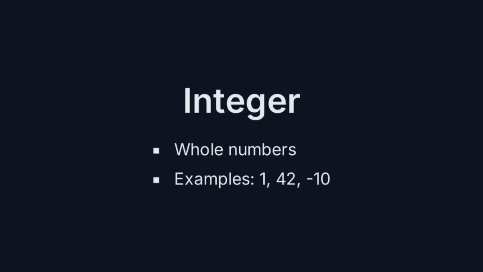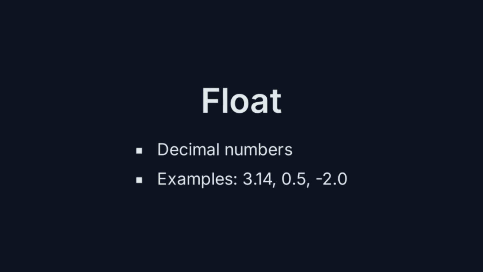Let's start with the first data type, integers. Integers represent whole numbers, such as 1, 42, or -10. They are used when you need to store and manipulate numeric values without fractions. Now, let's move on to the second data type, floats. Floats are used to represent decimal numbers, such as 3.14, 0.5, or -2.0. They allow you to work with numbers that include fractions or decimal points.